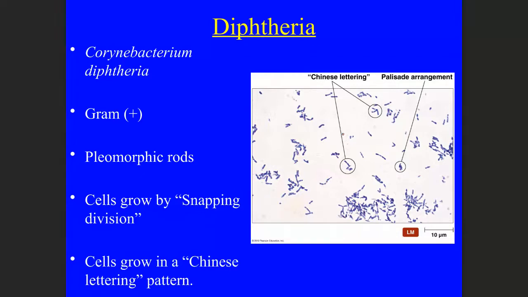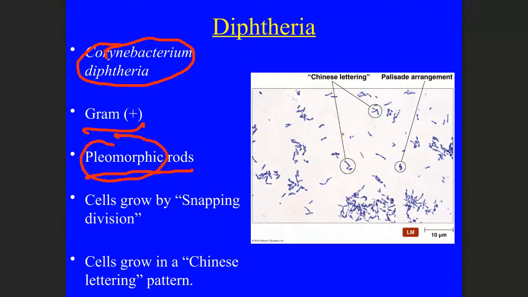But the bacteria that causes diphtheria is Corynebacterium diphtheriae. It's a gram-positive pleomorphic rod. What does pleomorphic mean? Well, it can assume many shapes. So it's a rod most of the time, but it can look like a vibrio at some times, and it can be really small at other times. So it's hard to pin it down into one shape.